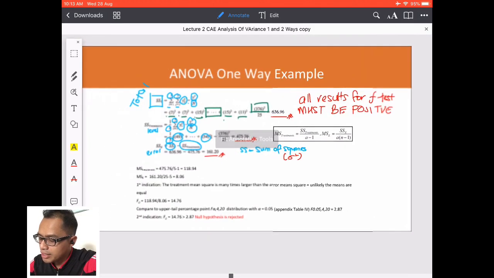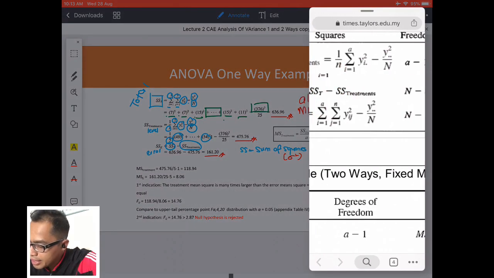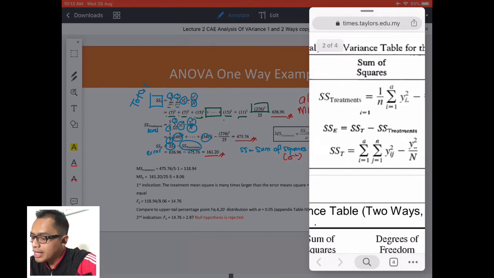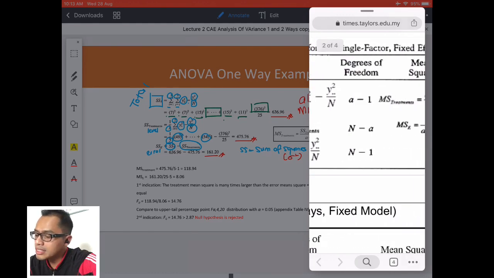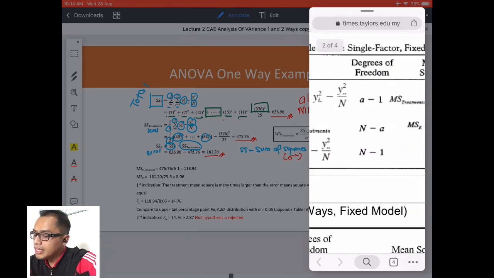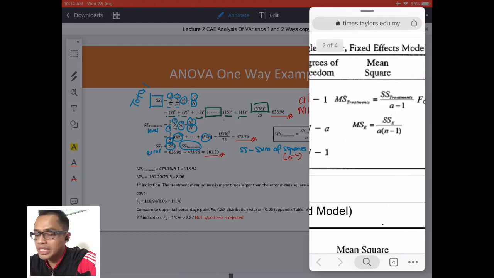Alright, so next part after sum of square is the degree of freedom. You can see here the degree of freedom for SS treatment or level is A minus 1. What is A? A is the level. 5 levels minus 1 become 4. And for SS error, there, big N or capital N minus A, that means 25 minus 5, that means you have 20. And this is to be put in the MS treatment.